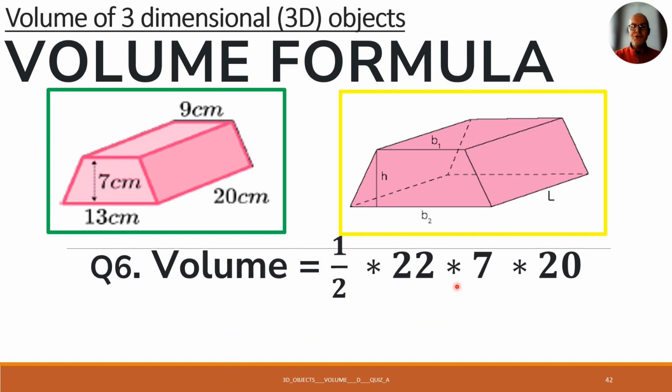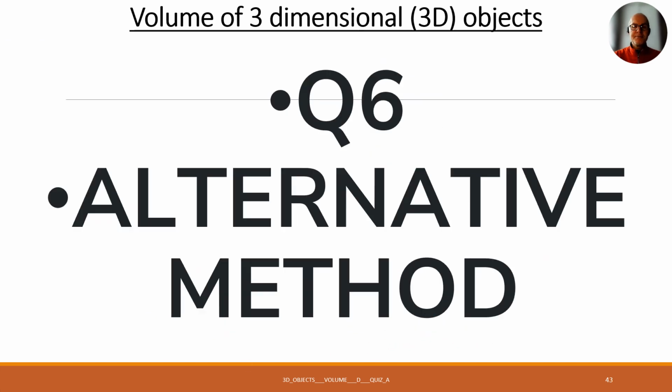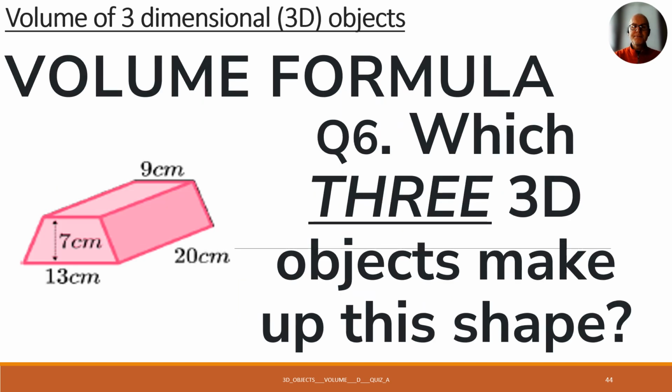Half times 22 times 7 times 20 equals 1,540 centimeters cubed. Now, let's consider that you don't have, or you've forgotten, the volume formula for a trapezoidal prism. Is there an alternative way that you could have done question 6 to end up with the same answer?